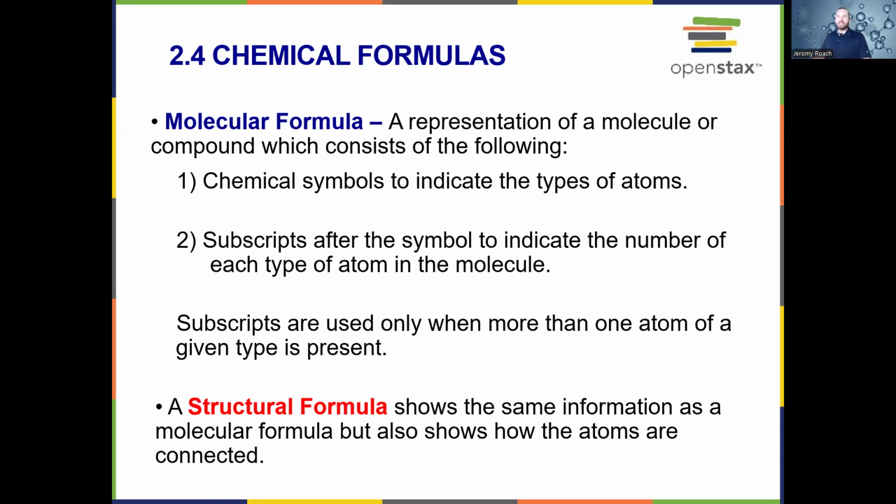A molecular formula uses symbols to show us what atoms are present, and it also uses subscripts to show us how many of each type are in a molecule. For instance, H2O for water means 2 hydrogen atoms and 1 oxygen atom. Subscripts are only used when more than one atom is present. If we didn't have more than one, we would just put the symbol itself.